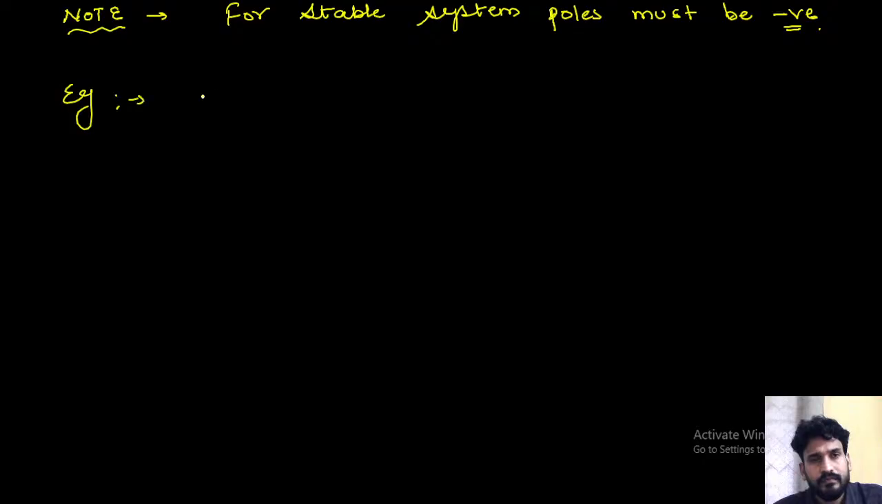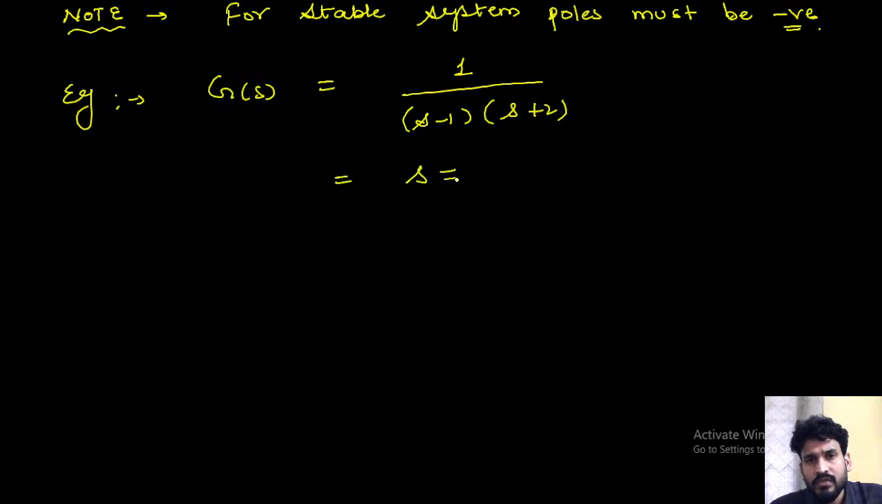For example, if I have the transfer function as 1 divided by s minus 1 and s plus 2, what are the roots of it, or you can say what are the poles? Poles are 1 and minus 2. So one pole is positive and one pole is negative, or you can say one root is positive, one root is negative. It means one root lies on the left side of the imaginary axis and one is on the right side. It means that this system is unstable. It is clear?